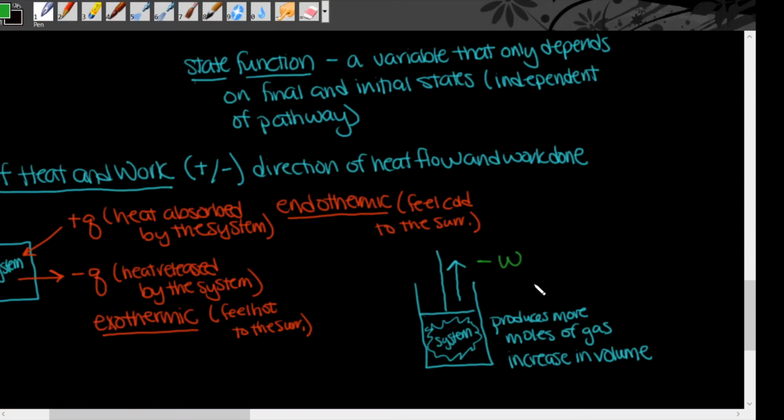Negative W, okay? So a negative W indicates work done by the system. The system is doing the work. Who is it doing the work on? The surroundings. So it's done by the system on the surroundings.